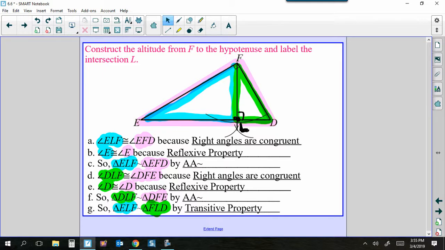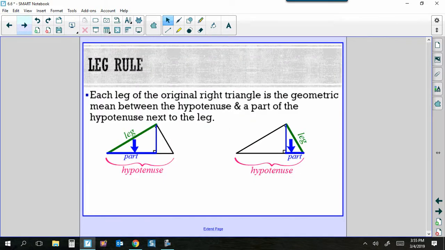All right, so the reason we went through this is we want you to see that the hypotenuses in all 3 of these are proportional to the longer legs in all 3 of these, which are proportional to the shorter legs in all 3 of these. So they are all proportional to each other. So it's going to be very easy to set up your proportions, hopefully, and work through them. All right, so the leg rule on the back side of your notes.